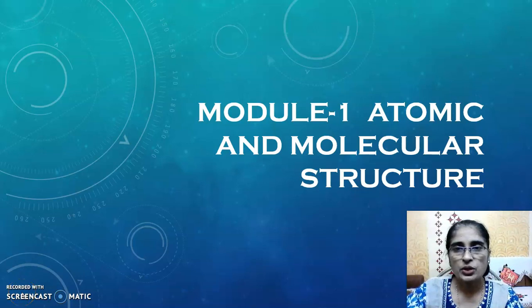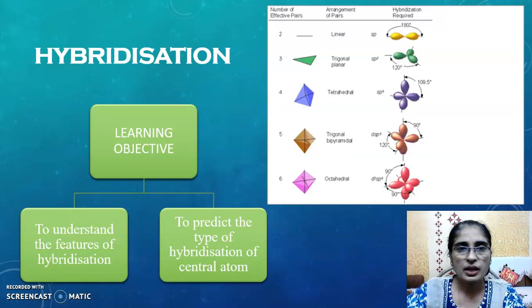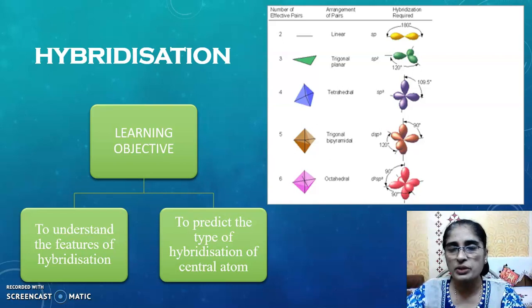Hello, today we are going to discuss atomic and molecular structure. The learning objective is to understand the features of hybridization and to predict the type of hybridization of the central atom.